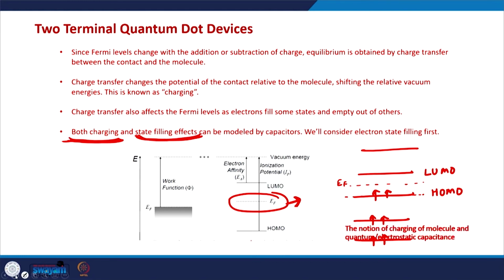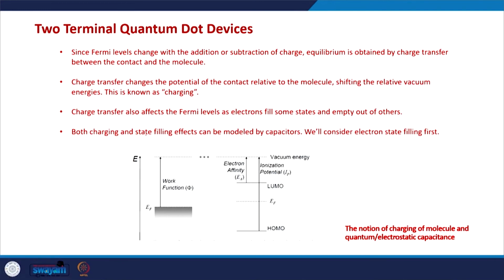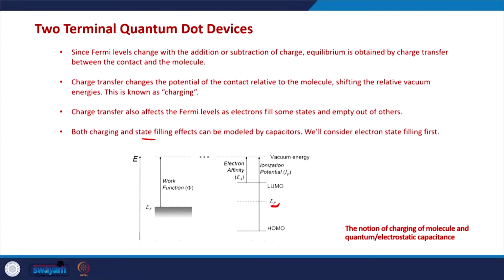So, let us first consider what is known as the state filling effect, which means how the Fermi level depends on number of electrons in a system. Whenever we put a metal in touch with a quantum dot, the number of electrons will change in both the systems. So, we need to first understand how the number of electrons governs the Fermi level. This is the notion of charging of the molecule, and from here the idea of quantum capacitance and electrostatic capacitance actually comes up.